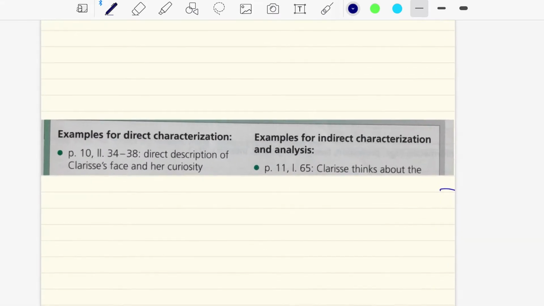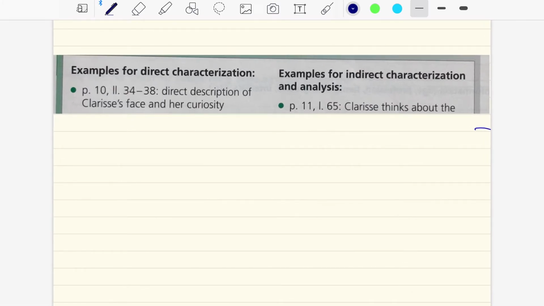Okay, if so far you had problems, here are some ideas. An example for direct characterization, for example, page 10, a direct description of Clarice's face and her curiosity, and an example for indirect characterization and the analysis of it. You have to find that out for yourself. Clarice thinks about something, what does she think about? Have a look at the text, and in a minute you will see some more solutions.